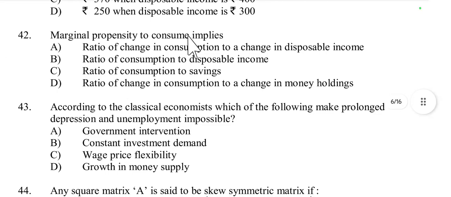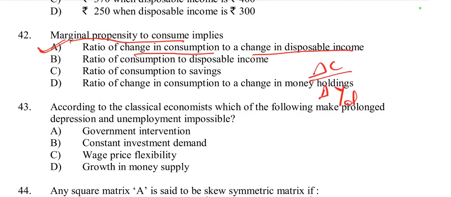Then question number 42, marginal propensity to consume implies. What does marginal propensity to consume imply? It is the ratio of change in consumption to a change in disposable income. This is the answer. MPC implies the ratio of change in consumption to change in disposable income, del C by del YD, change in consumption to change in disposable income.